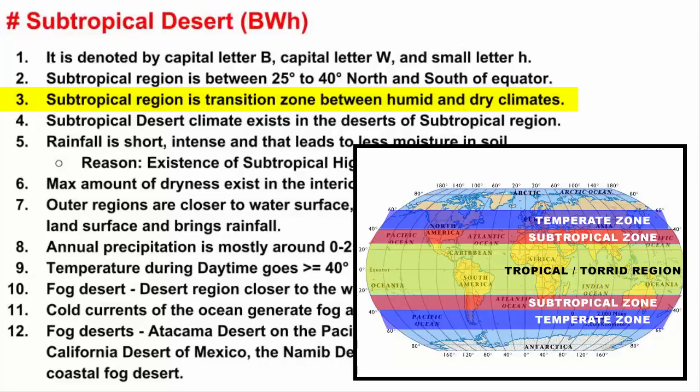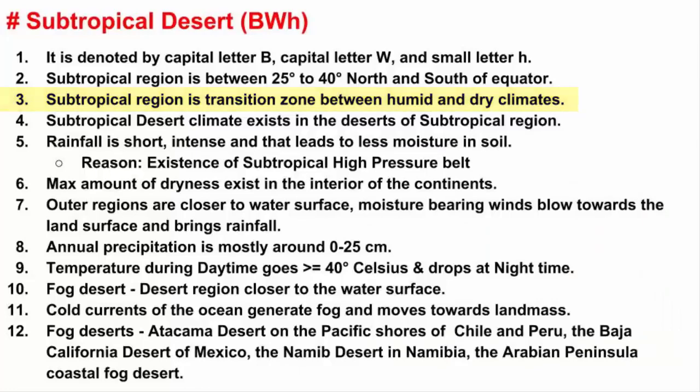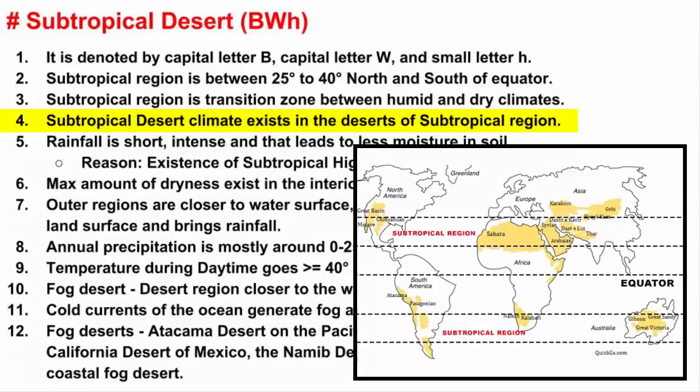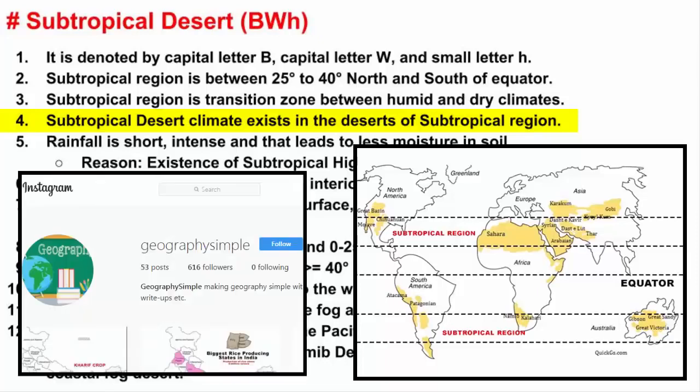Now that we know where the subtropical region is, you simply have to find the deserts that exist in this region. So here's the map that shows all the deserts of the world that exist in subtropical region. You can pause the video and have a look at it. I'll also put this map on the Instagram channel. Type geography simple on Instagram and you'll find this map.